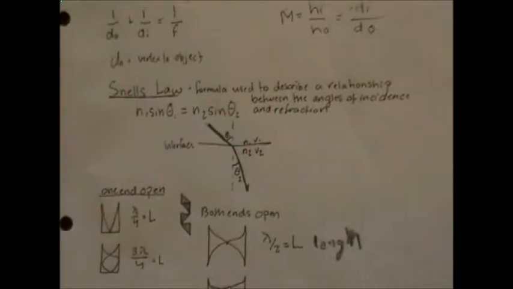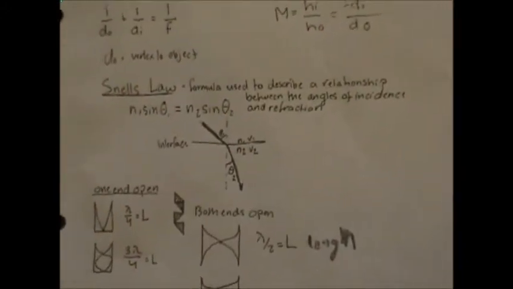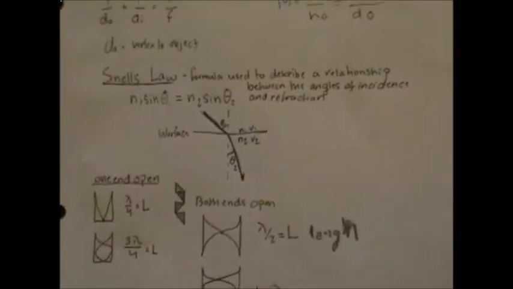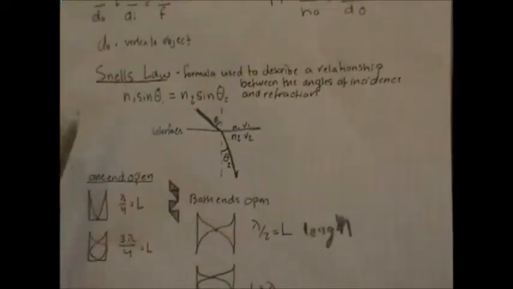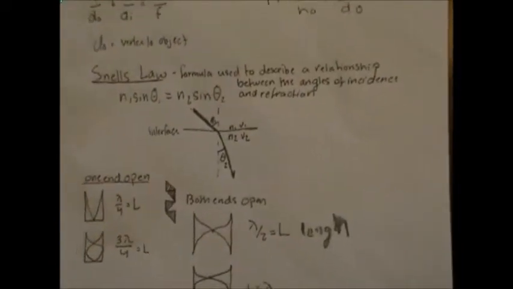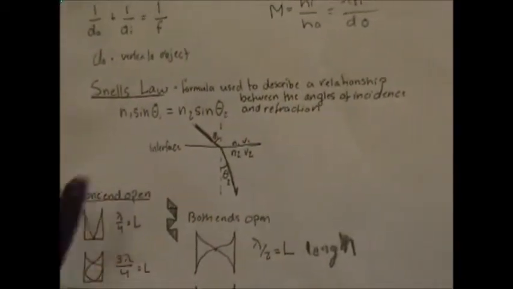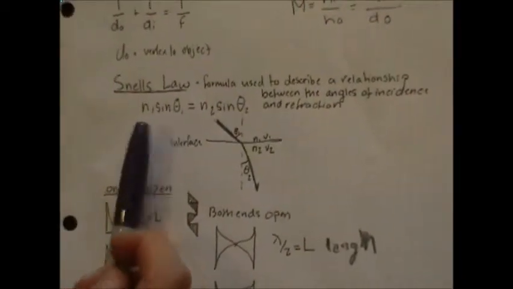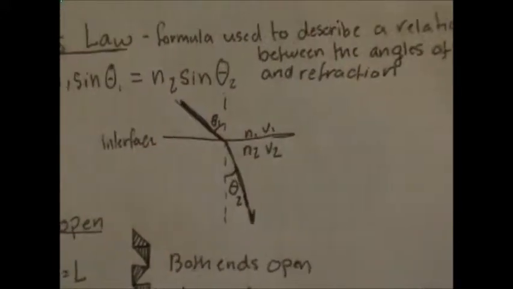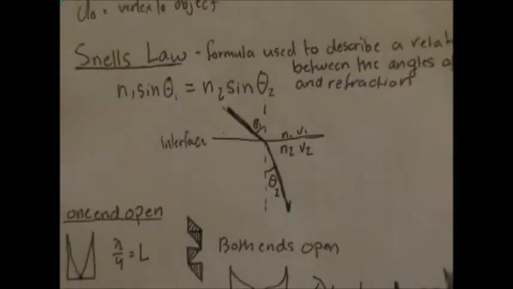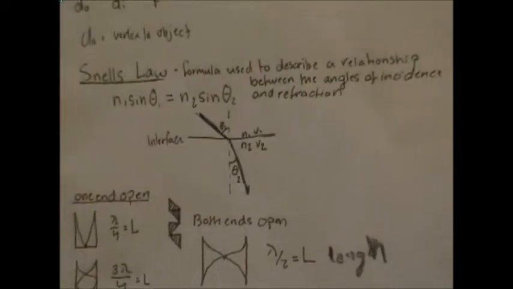Okay, so Snell's law. This is used to describe a relationship between the angles of incidence and refraction. Basically, if you have light going through an object like glass or diamond or whatever you want, light refracts, and here you can use this formula: n1 sine theta 1 equals n2 sine theta 2 to find either n or your theta.